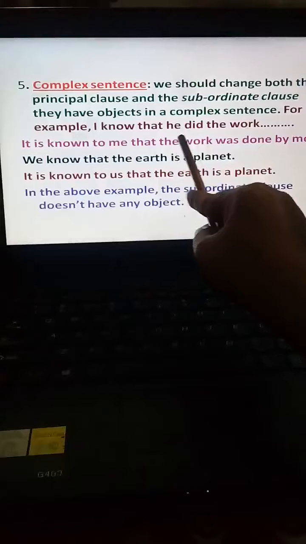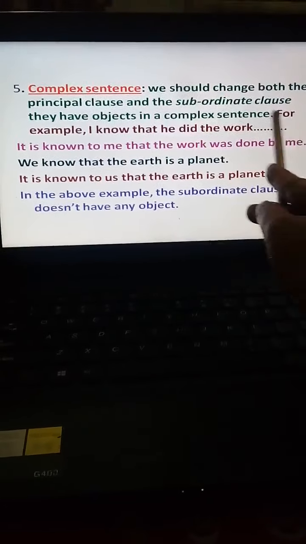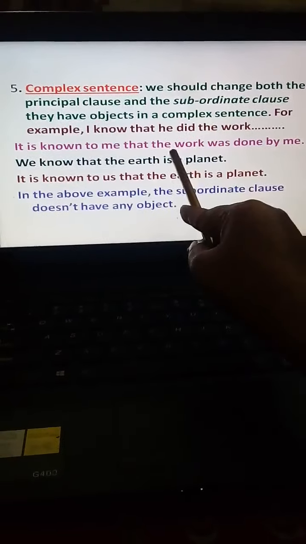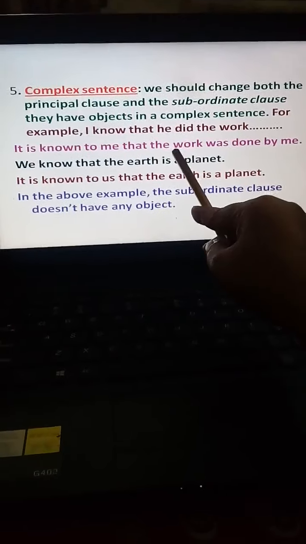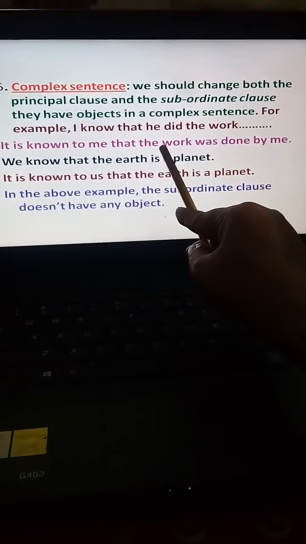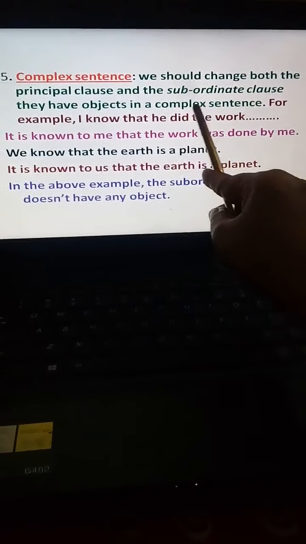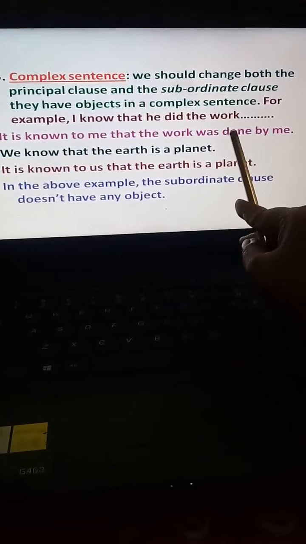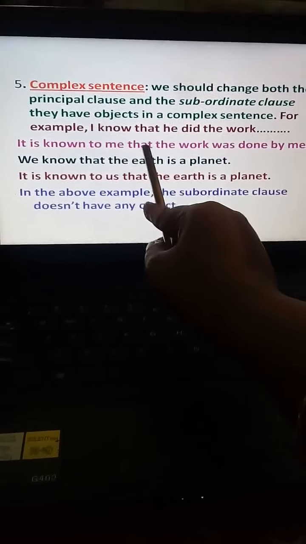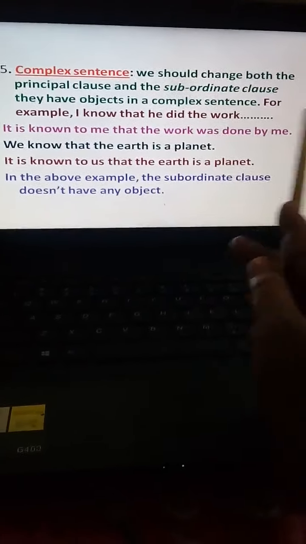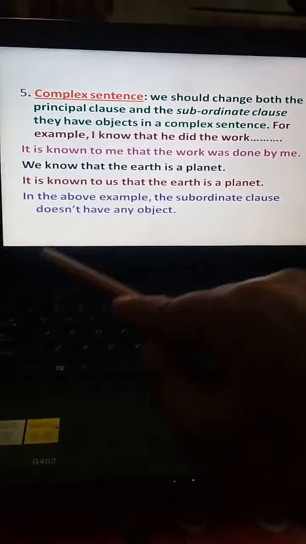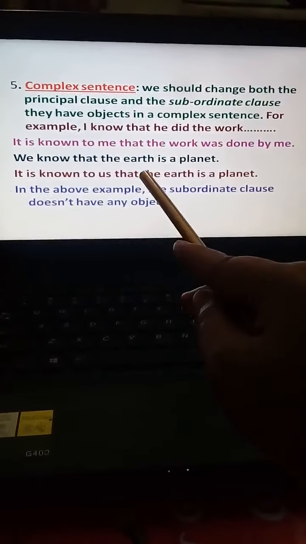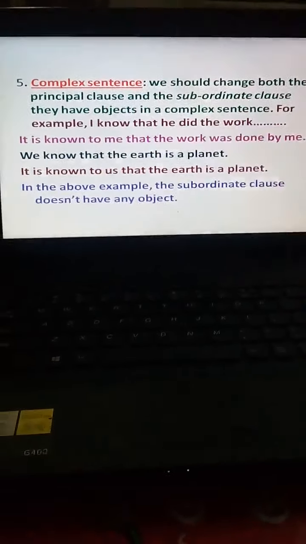So here this part can be changed into passive form. The passive form is: the work was done by me. The work is used as the subject of this part. The work was, as it is written in the simple past. So the work was done, with done as the participle form, by me. So it is known to me that the work was done by me. So the two parts of these sentences are changed into passive form.